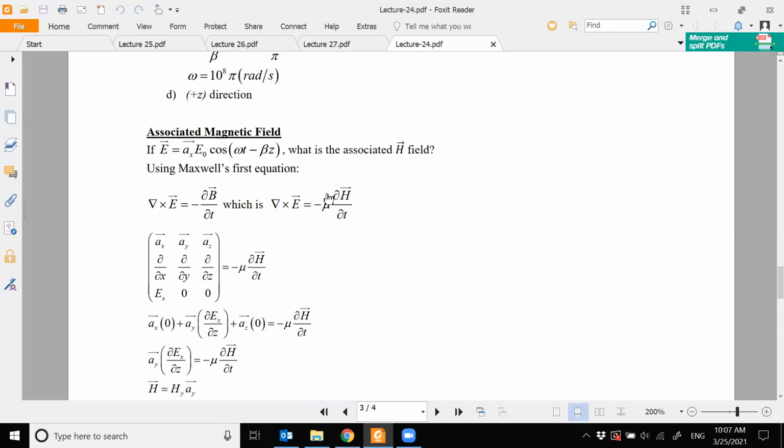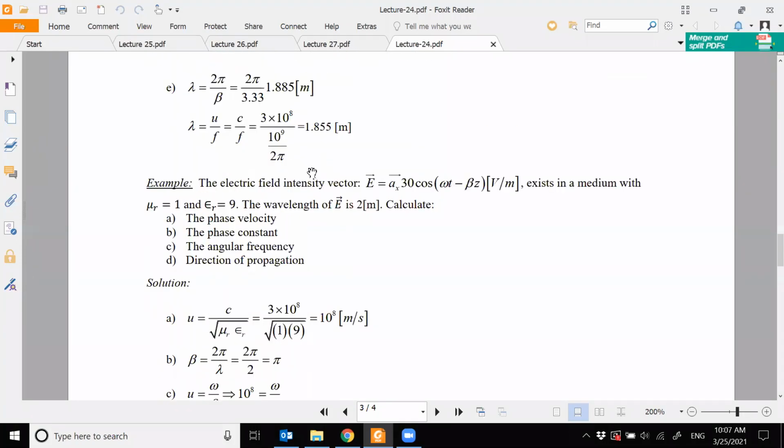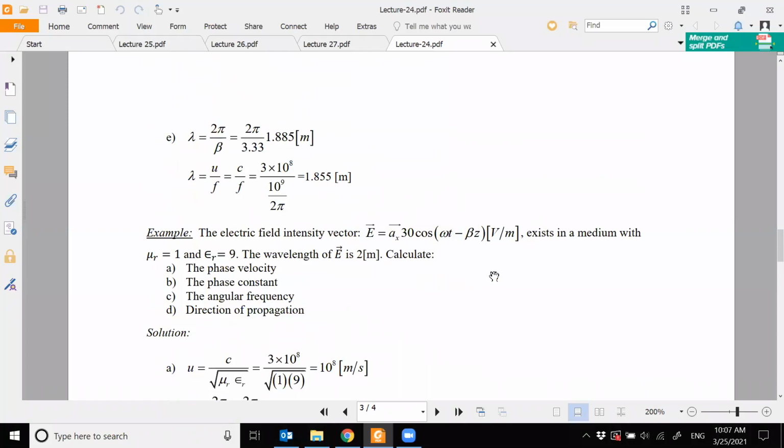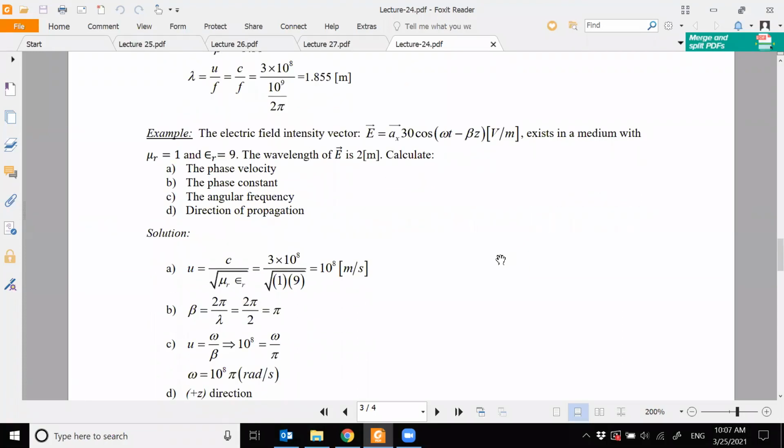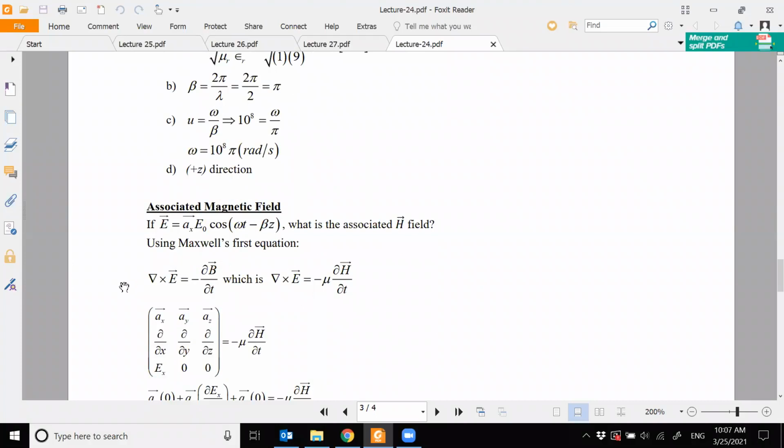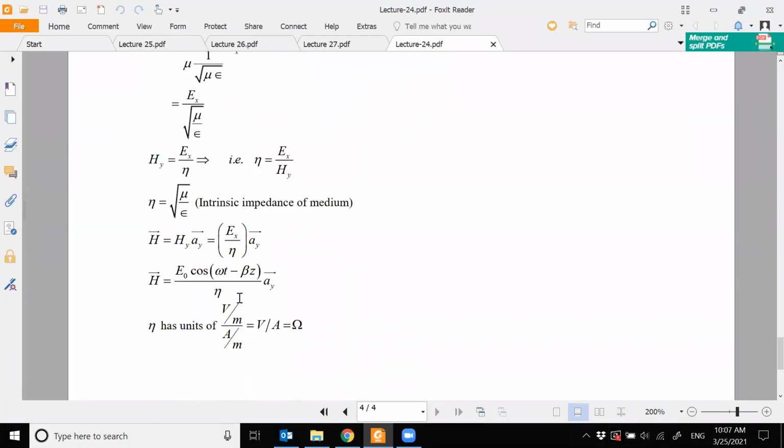As I told you, the electric field and magnetic field are coupled, so they exist together. If this electric field exists, which we got from the wave equation, what will be its associated magnetic field? As I told you, we can either solve Maxwell's equations again, get the wave equation and find the answer, or we can directly use this Maxwell's equation, because I know the electric field. Then from the electric field, we can find the resulting magnetic field. And we saw that this is the expression.